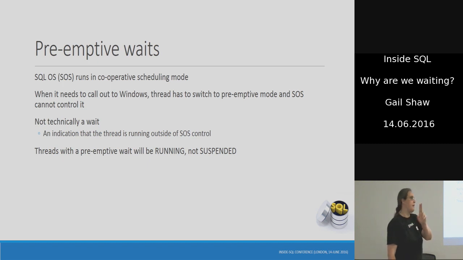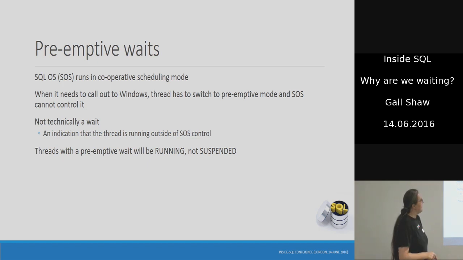The difference here is that your thread is not suspended. Normally, when your thread relinquishes the CPU and goes into the waiting list, it acquires a status of suspended. Suspended if it's in the waiting list, runnable if it's in the runnable queue. If you've got a preemptive wait, the status will still be running because the query is still running. But it's accruing a preemptive OS wait type to indicate that it's not under the SQLOS's control any longer. It's running out in Windows.